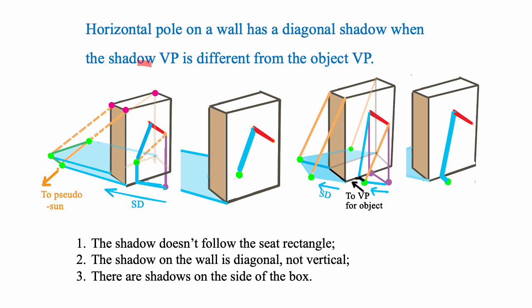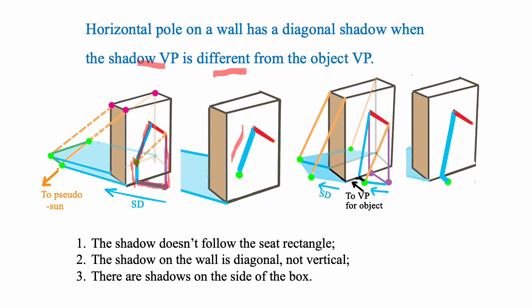Now, what happens if the shadow vanishing point is different from the object vanishing point? So again, we have the seat for the tip of the pole. This time, however, the shadow direction does not follow the seat rectangle, and when it hits the wall, it goes vertically up until it intersects the light, and then it goes to the back of the pole. So we have this diagonal shadow.